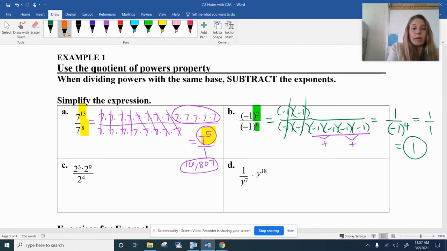All right, so let's take a look at C. Before we can do any subtraction here, it's better to combine the ones we have on the top, because we can just add those exponents, if you remember from our properties that we did yesterday.